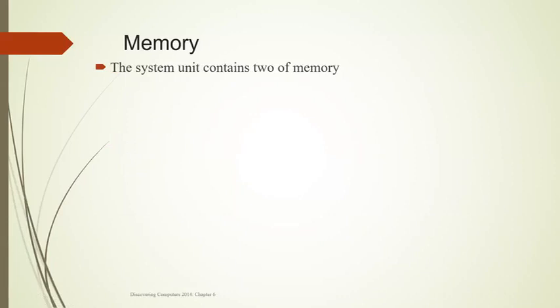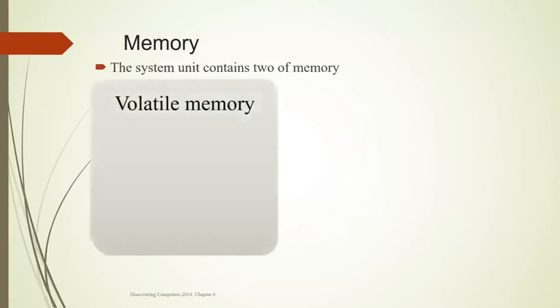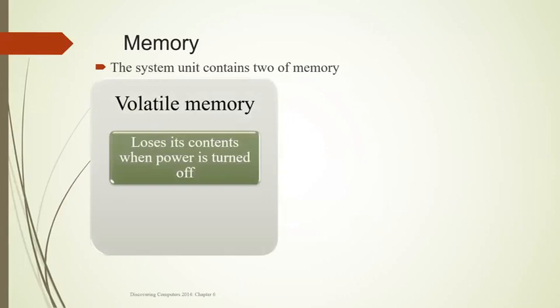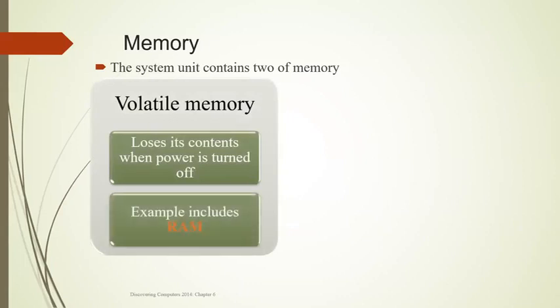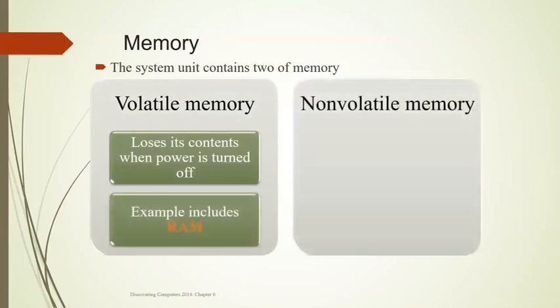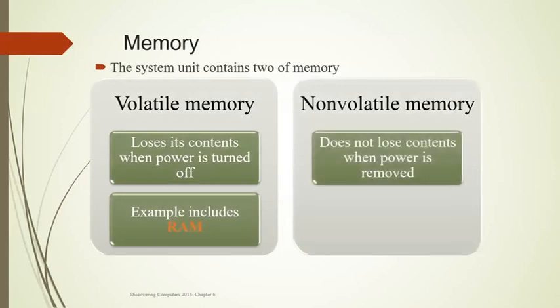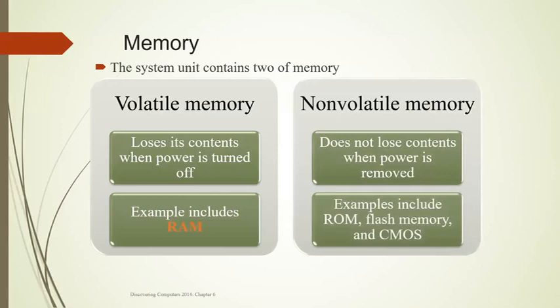The system unit contains two kinds of memories. This is talking about the technical features: volatile and non-volatile. What does it mean? Volatile memory loses its content when power is turned off. Examples include the RAM. Okay, the second is non-volatile memory.